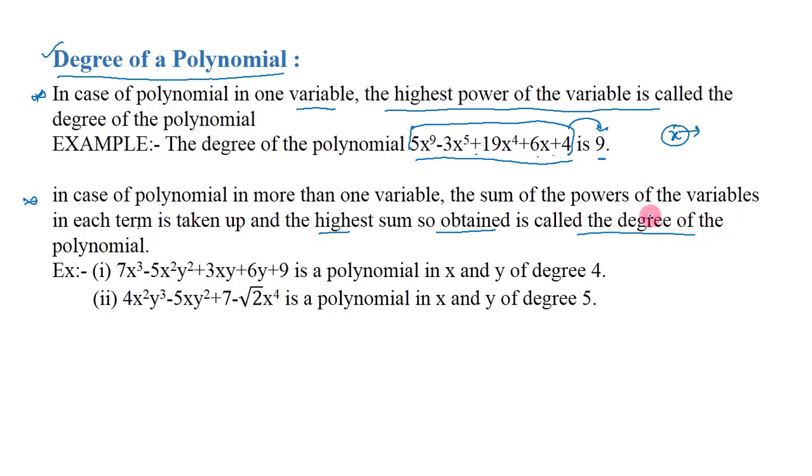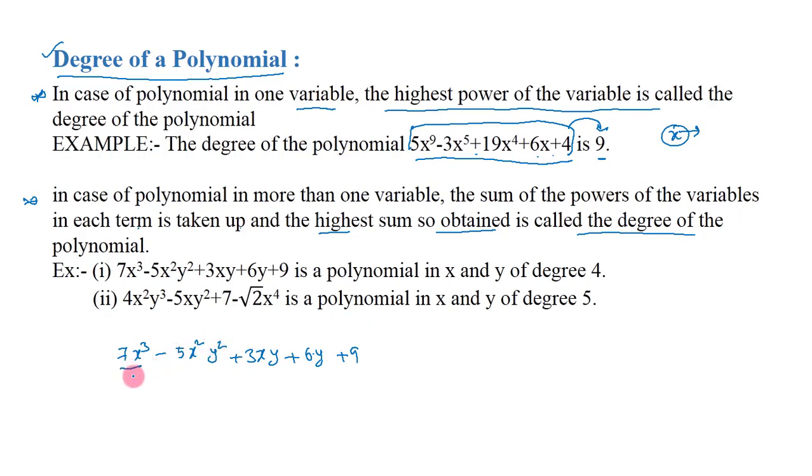Okay, to understand this, let us see the first example. In the first example we have 7x cube minus 5x squared y square plus 3xy plus 6y plus 9. Okay, this is a polynomial in terms of x and y. That means x and y are variables. So this polynomial contains more than one variable. To find out the degree of this polynomial, firstly we should find the sum of the powers of the variables of each term.